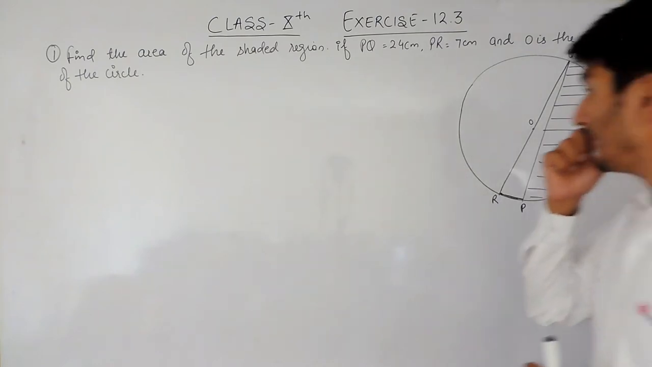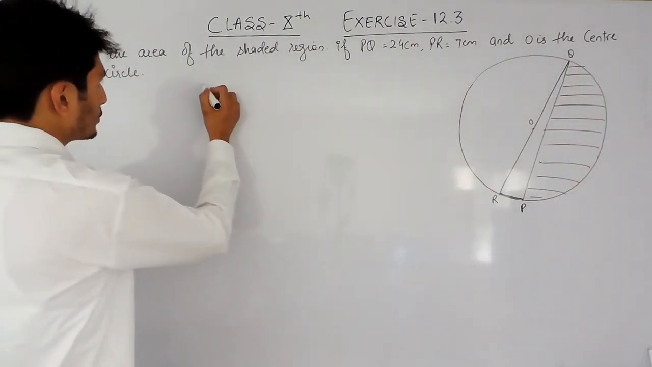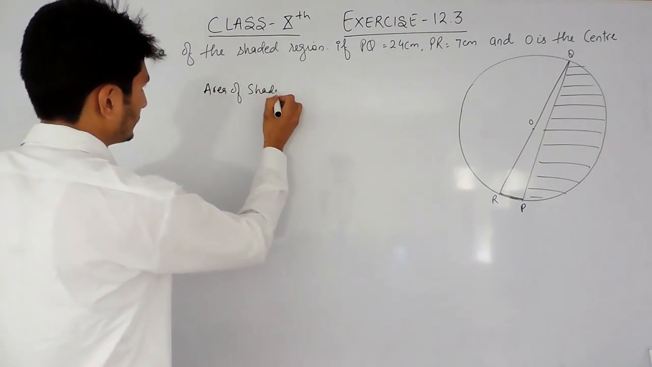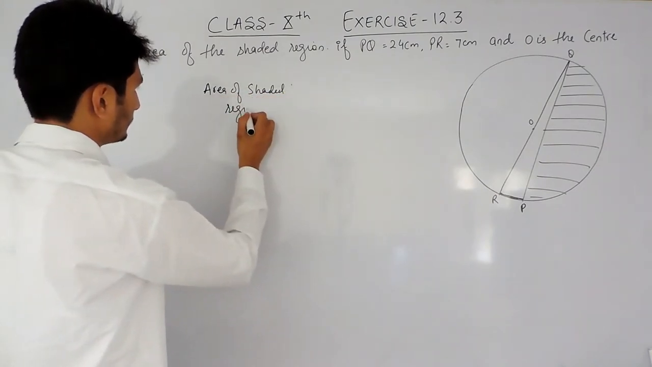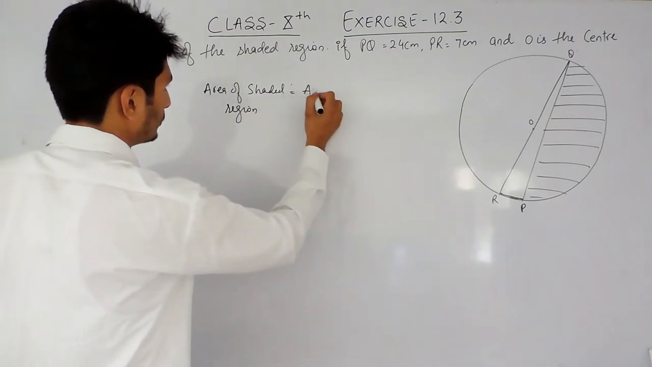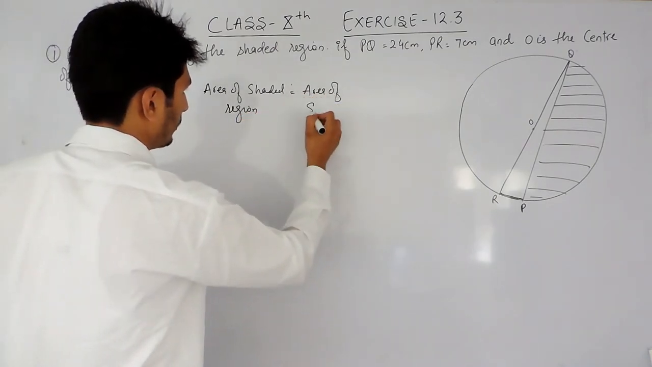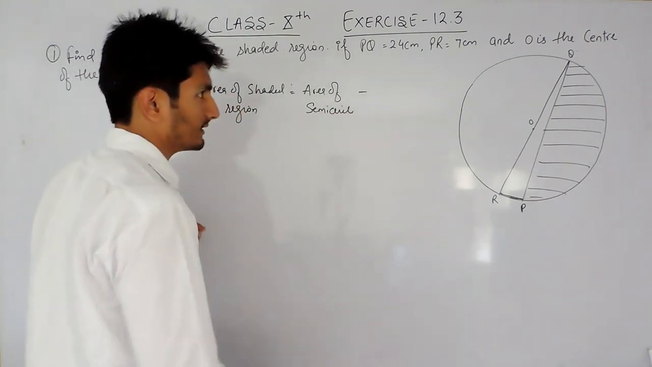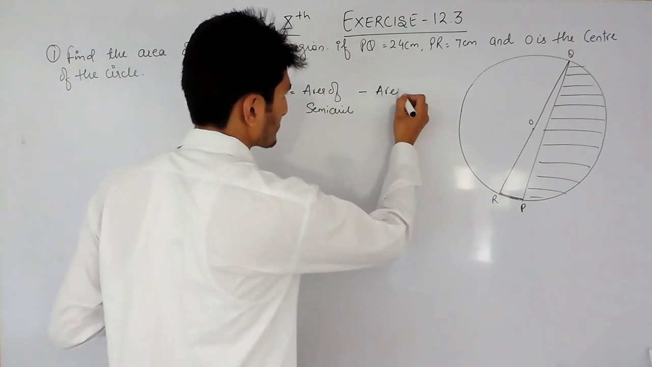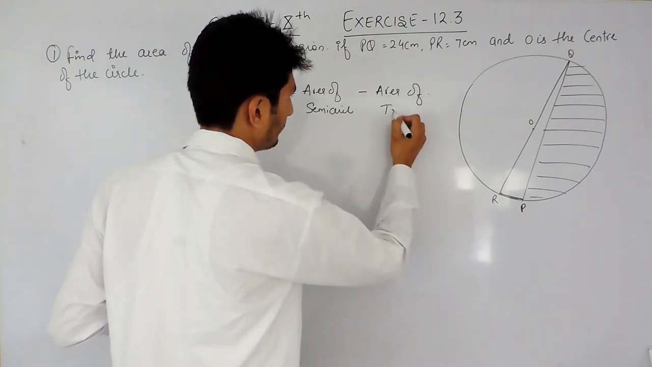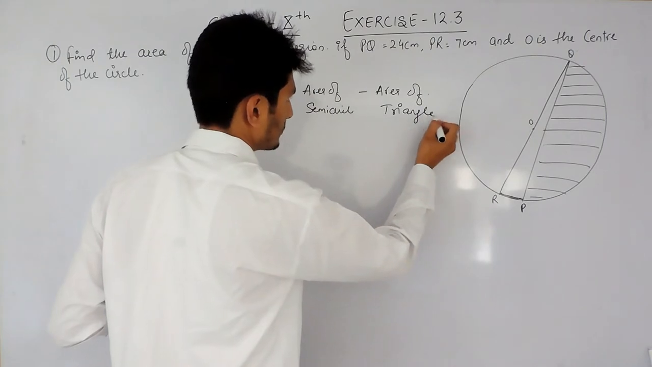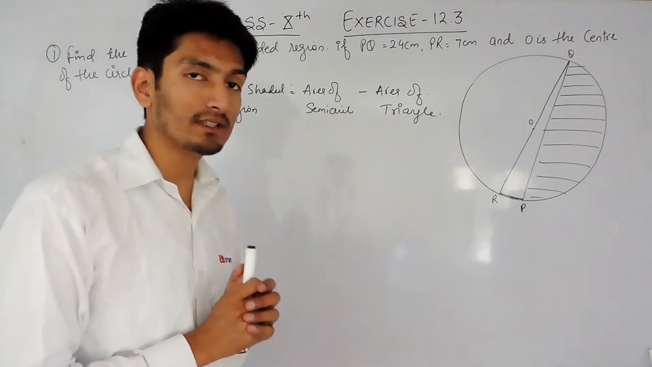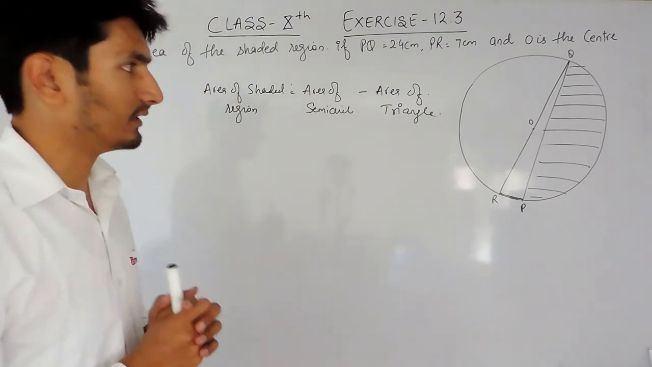Okay, now let's solve this. So area of shaded region will be equal to area of semicircle minus area of triangle. So area of shaded region will be equal to the area of my semicircle minus the area of the triangle.